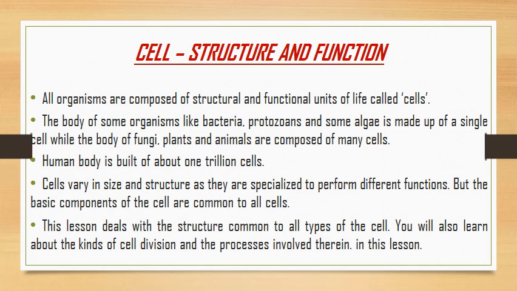याद आ गया होगा, श्लीडन एंड श्वान। So the body of some organisms like bacteria, protozoans and some algae are made up of single cell, while the body of fungi, plants and animals are composed of many cells. Human body is built of about 1 trillion cells. Cells vary in size and structure as they are specialized to perform different functions, but the basic components of the cell are common to all cells. This lesson deals with the structure common to all types of the cell.